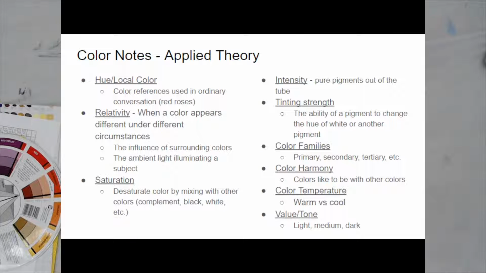So whether or not the light source is warm or cool, that affects the color that you see as well. Saturation. Saturation refers to how intense the pigments are. And you can desaturate a color by mixing it with other colors, whether it's a complement, whether it's black and white. Whenever you start mixing a color with another color, you're desaturating that color that you got out of the tube.